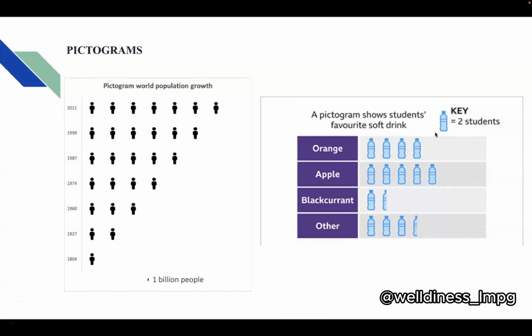Just to test before we move forward, how many people took other drinks? 7, because we have 3 bottles, which will be 2 times 3, 6, plus half, which is 7. That's correct.